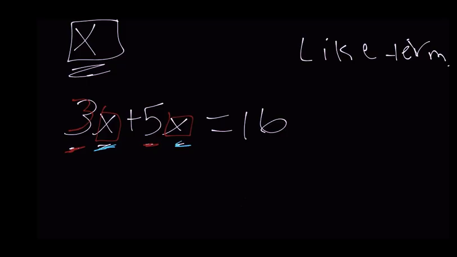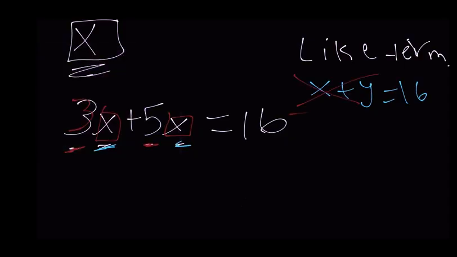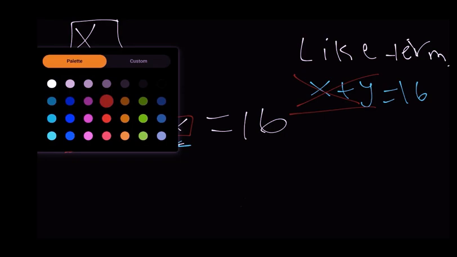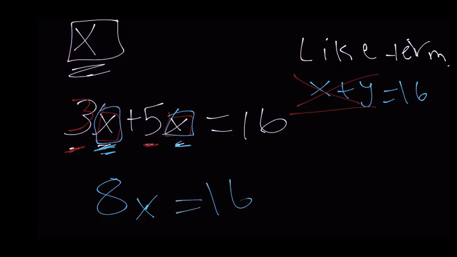If it's not the same variable, like x plus y equals 16, this does not work because these are different variables. X and y are different variables, so it would not combine. When you want to combine variables, it has to be the same variable from here to here. So when we combine this, it's going to be 8x equals 16.